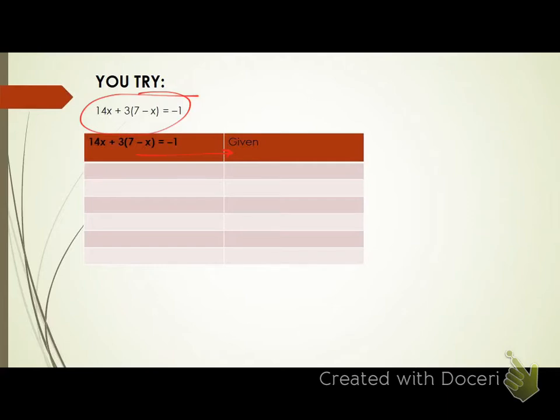Okay? So, what did you do first? Distribute the 3, right? And you get 14x plus 21 minus 3x equals negative 1. And we can do that because of the distributive property. Right? Then we're going to combine these like terms and get 11x plus 21 equals negative 1. And that's just us simplifying the equation.